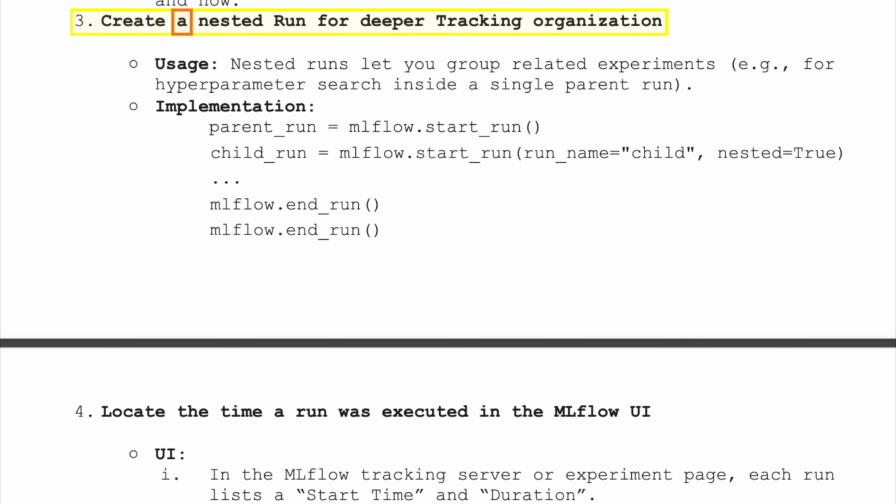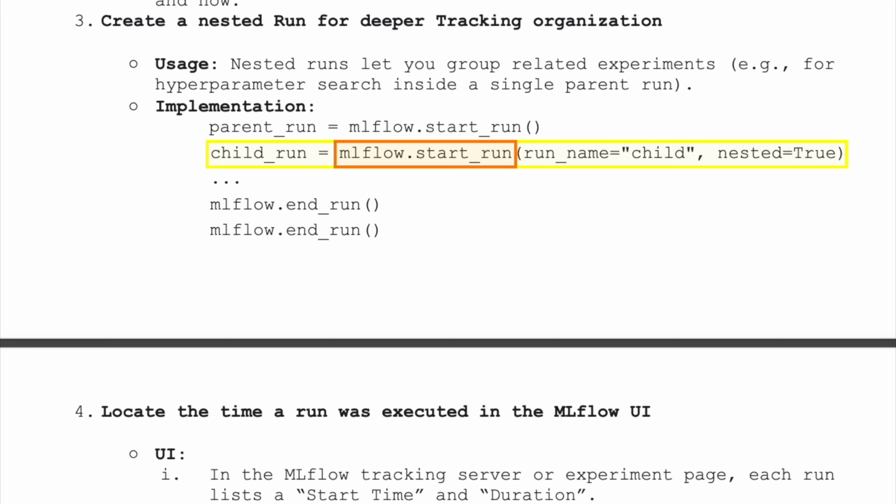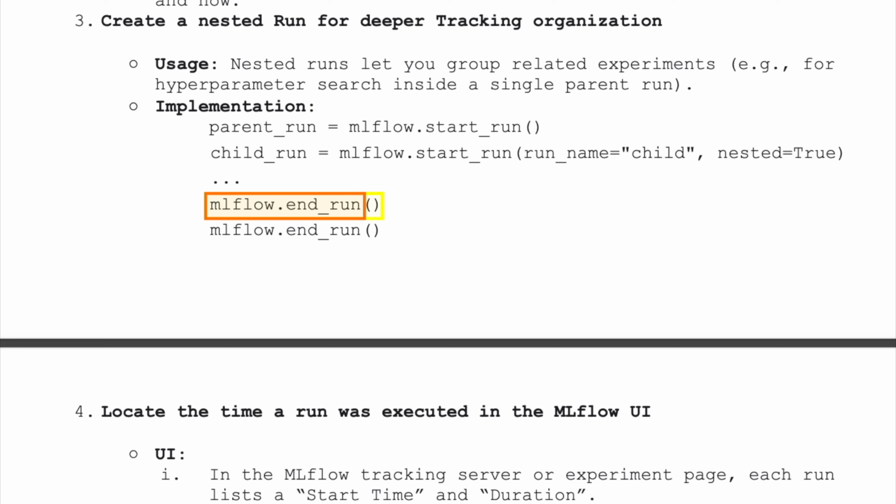3. Create a nested run for deeper tracking organization. Usage: nested runs let you group related experiments, for example, for hyperparameter search inside a single parent run. Implementation: parent_run equals mlflow.start_run, child_run equals mlflow.start_run with run_name equals child, nested equals true, then mlflow.end_run.